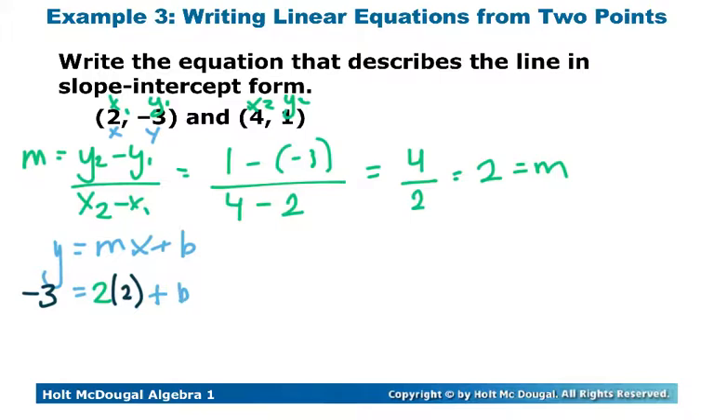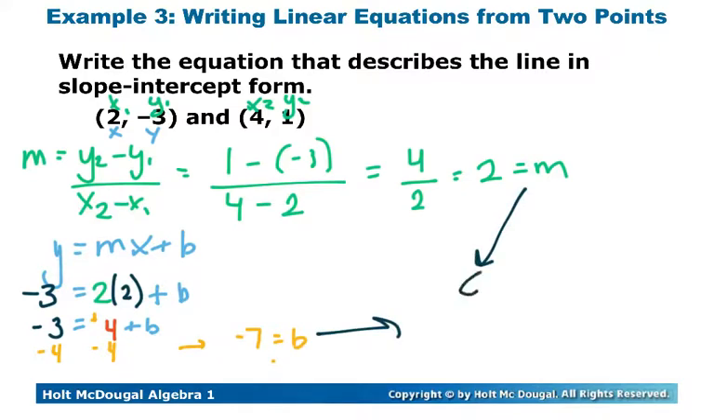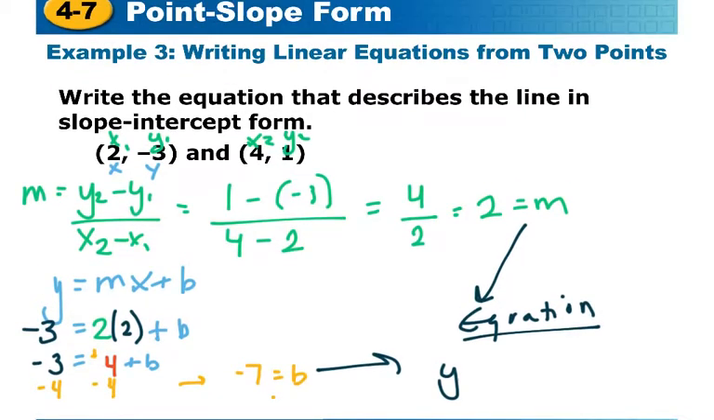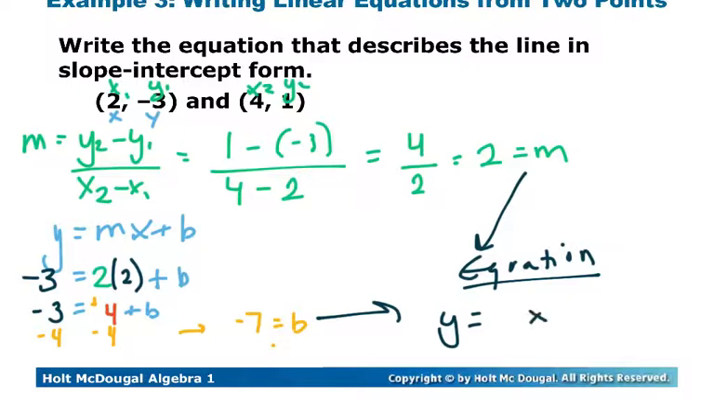Alright, from there we combine our like terms, so we know it's 4 plus b equals -3. Continue to simplify, so we'll subtract our positive 4 over, and so we end up with -7 equal to our b. So now we have a slope, we have an intercept, and so putting them together, our equation is going to be y equals, with an x in it, and our slope is 2, found from the formula, and our b is -7.